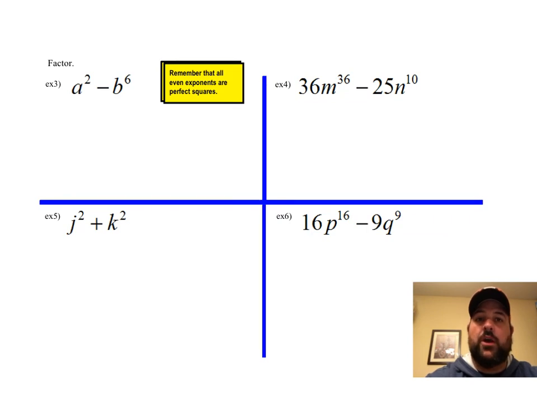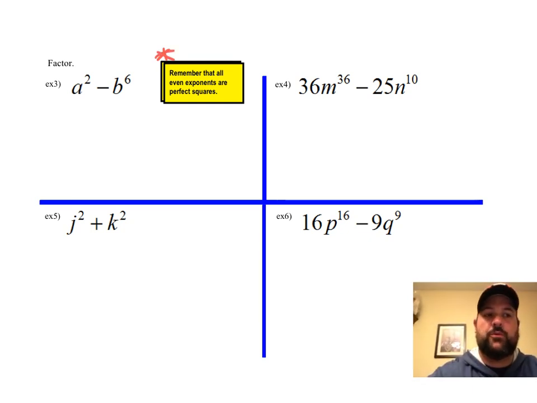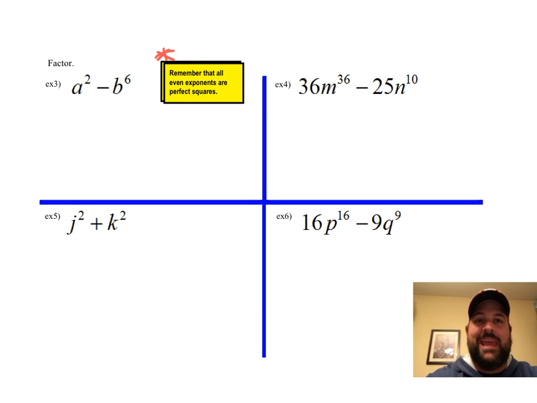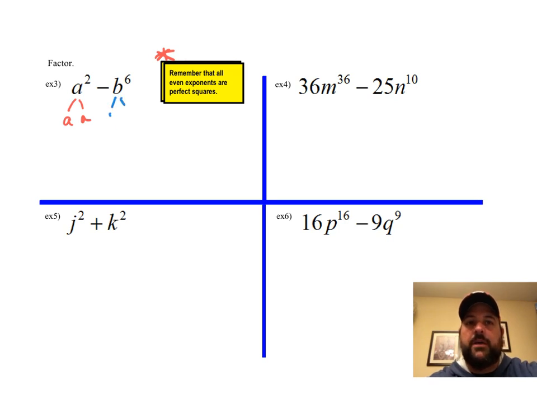All right, so here we go. In number 3, we have a squared minus b to the 6th. Again, no GCF between those two things. And I have my reminder here that all even exponents are perfect squares. So what that means is we're going to be able to take b to the 6th and split it up into the same thing twice. We're going to do the same thing we did in the last example. Focus on the first term, a squared. That becomes a times a. Then we're going to take the b to the 6th. B to the 6th should become b to the 3rd times b to the 3rd.